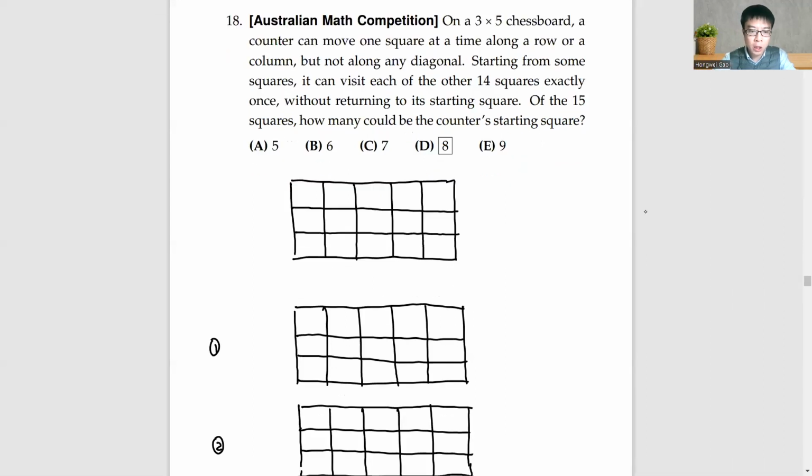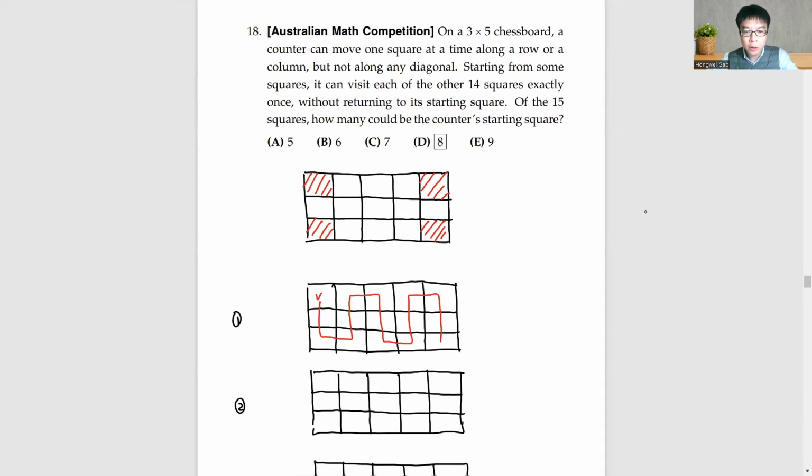For example, we can check the corner square. Suppose I start from the corner. Let's see if the counter can visit all other 14 squares exactly once. That's no problem. You can go this way, go this way. So the counter visits every square except once. So this corner square works. Similarly, we can check other corners. So this also works. Similar type, similar path. So these 4 squares are valid starting squares.